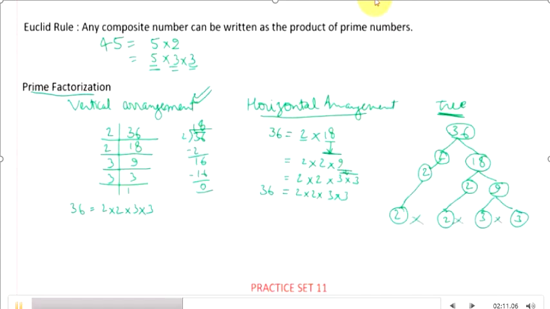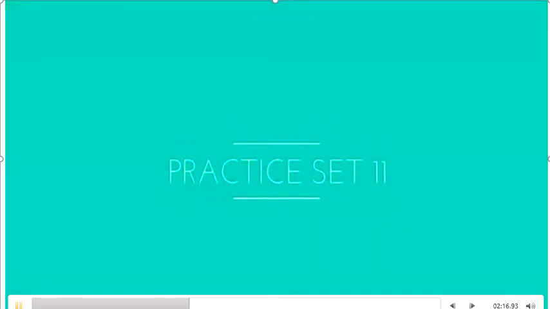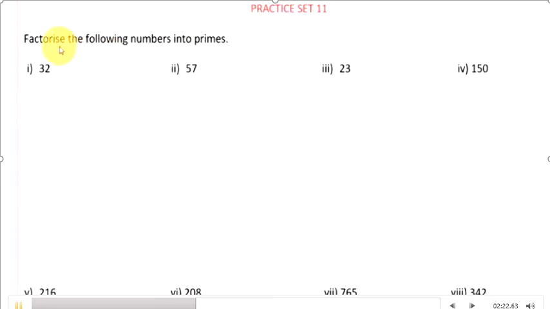We can now begin with practice set 11. Factorize the following numbers into primes. The first example is 32. Divide 32 by 2. 2 ones are 2, 12 is the remainder, 2 sixes are 12, 16 is the answer. So I'll write 2 into 16, 32.